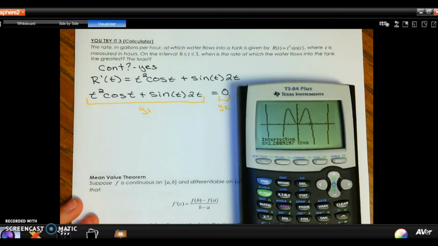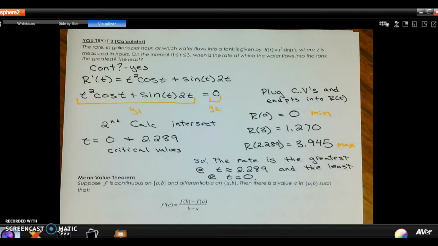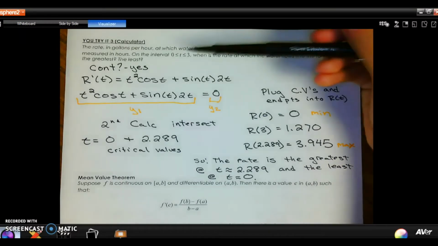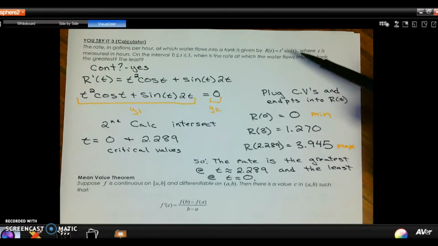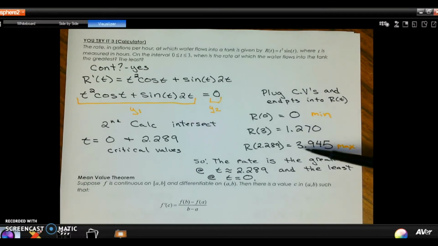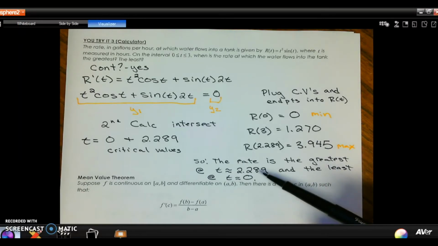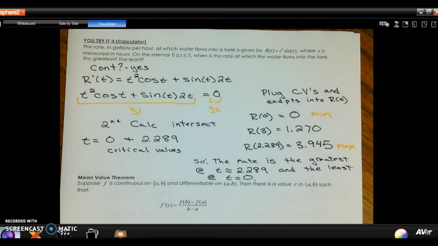So we've got that, and that gives us our other intersection of 2.289. So I'm going to record those down as my critical values. So you take those critical values and those endpoints, you plug them into the original. So when I took these and plugged them into the original up here, I got these. And that shows you that the minimum was 0 and the maximum was 3.945. So that tells you that the rate was the greatest at time 2.2 and the least at time 0. That's it.